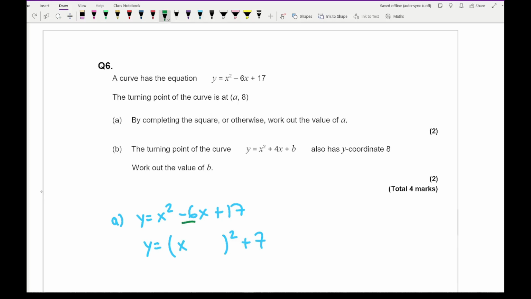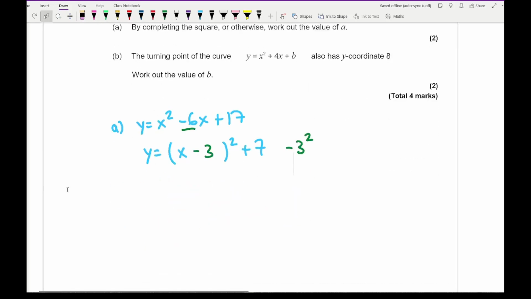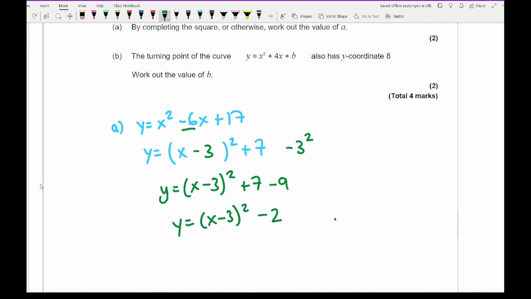So I halve this coefficient of x, that becomes minus 3, and I take away whatever digit is inside the bracket squared. So that then becomes y equals x minus 3 squared plus 17 minus 9. So that's x minus 3 squared plus, nope, it's going to be plus 8. In which case my a value is going to be 3.